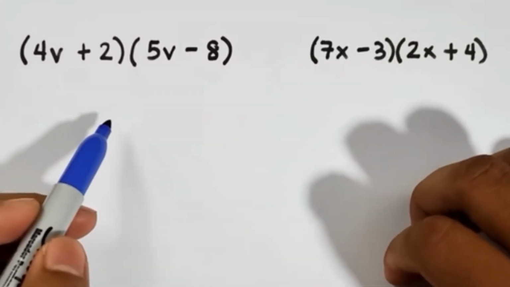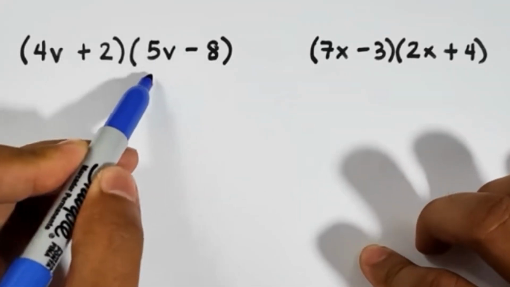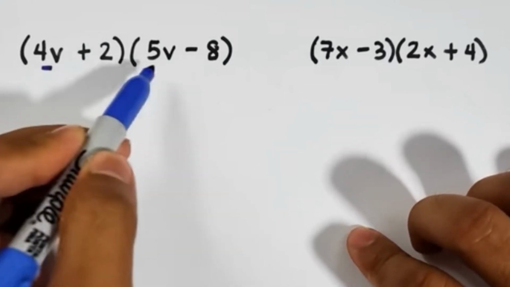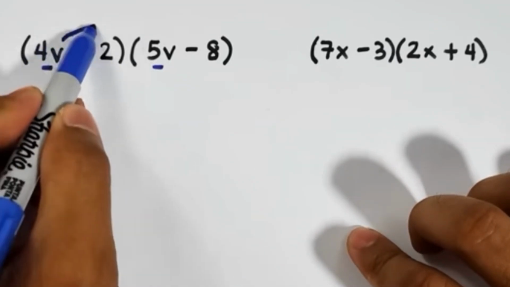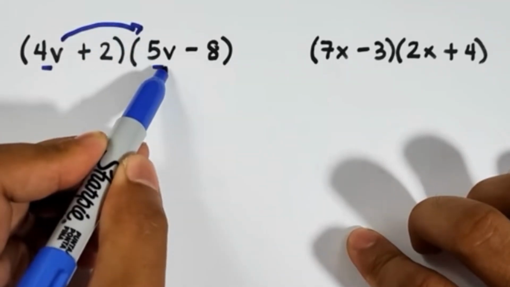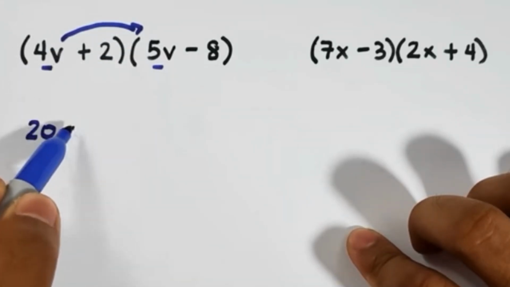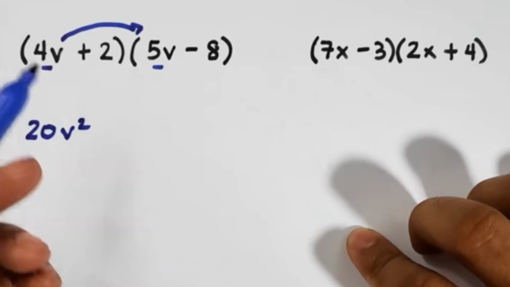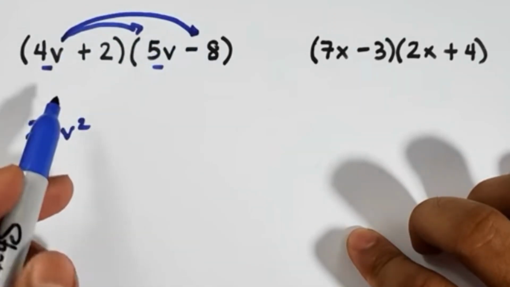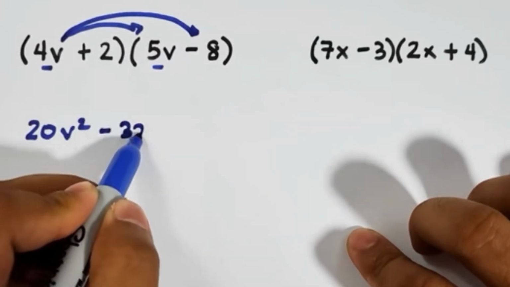Now let's answer your third example. We have here 4v plus 2 times 5v minus 8. So remember FOIL, the first terms are 4v and 5v. Multiply them. 4 times 5 is 20. v times v is v squared. So their product is 20v squared. Next, outer terms, 4v and negative 8. Let's multiply them. 4v times negative 8 is definitely negative 32v.